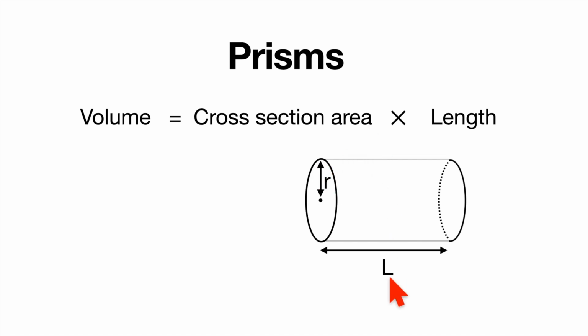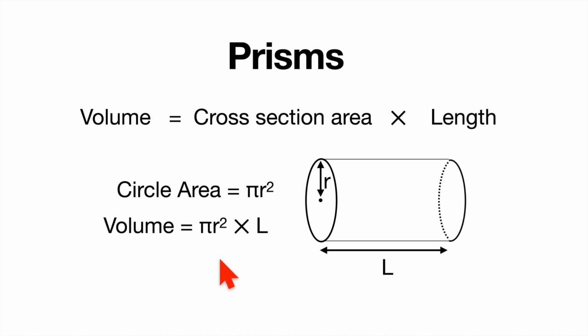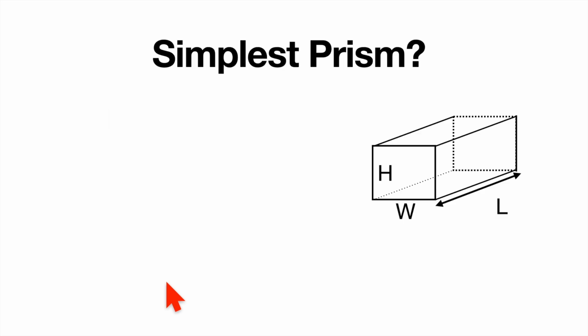Now if we slice a prism, we're still going to have the same area. That's the magic of a prism. It is the same cross-sectional area all the way along. So if we want to find out the volume of this cylinder, we take the circle area, which is this here, as you know is pi r squared, and then we times it by length. Volume equals pi r squared times L for length.